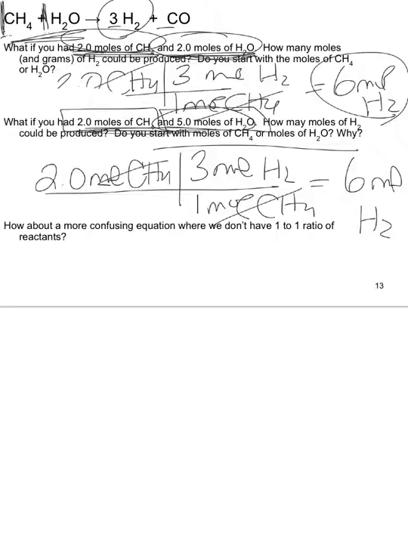But here I had to decide which one is limiting. Now with a 1-to-1 ratio, super easy. We just look at it and go, well, what's 1-to-1? 2 moles of that, 2 moles of that. I'm going to have 3 moles of water left over. It's not so easy if this isn't a 1-to-1 ratio, but it's not that hard either.